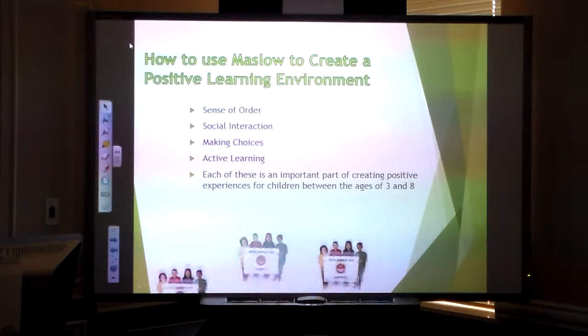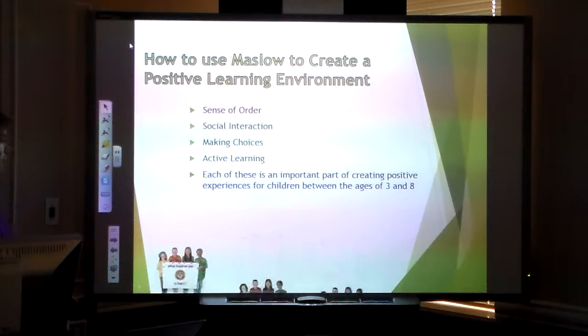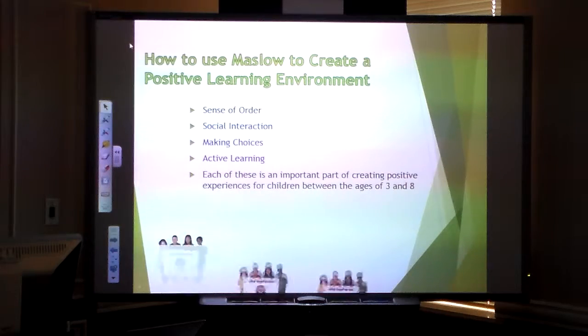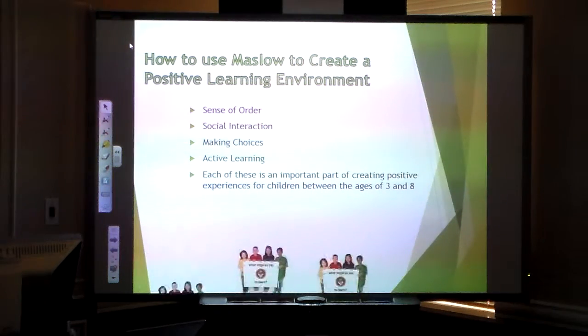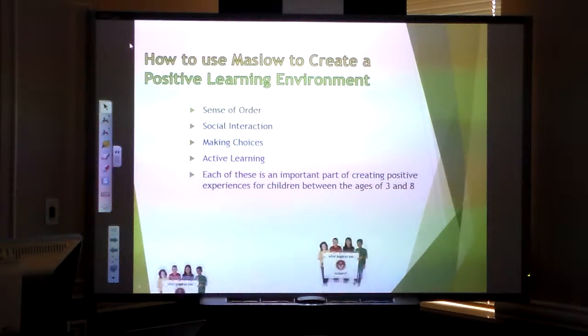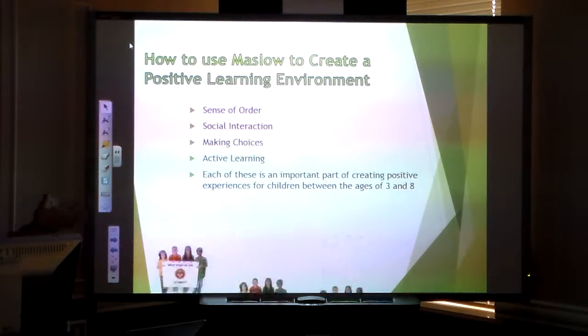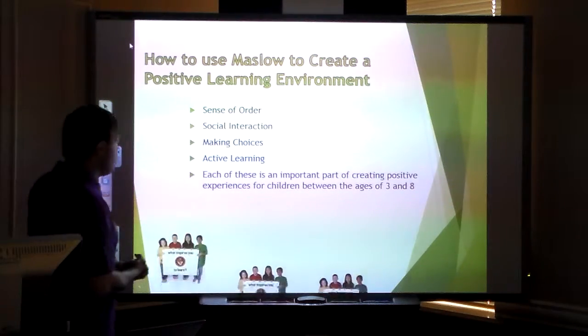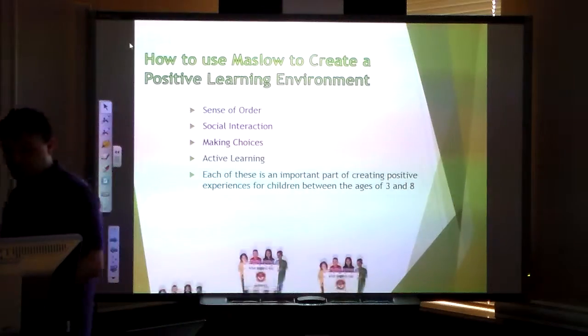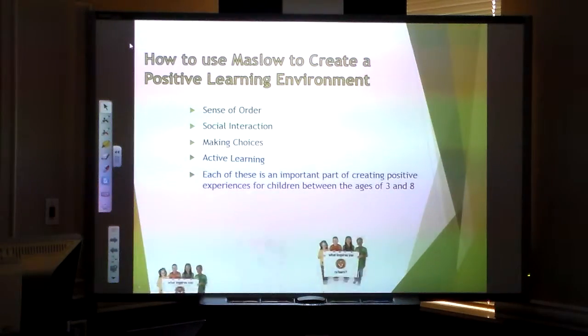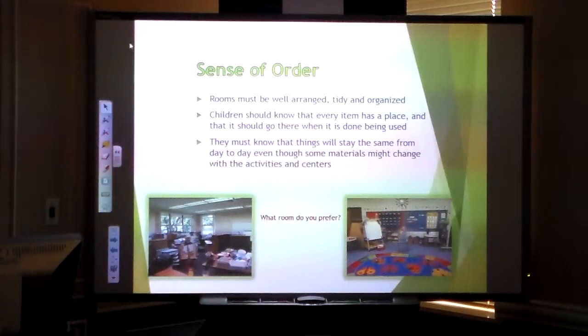Well, Maslow can be used for sense of order, social interactions, making choices, and active learning. All of these are important because this will enable children to actually determine what learning environment they learn best in, how they can make choices, and how they can best interact with others. So we'll go over each one.